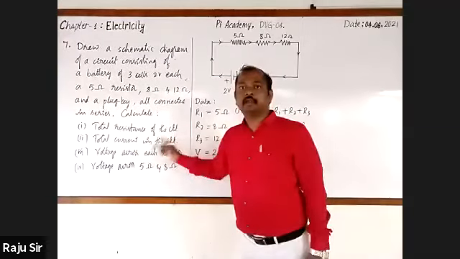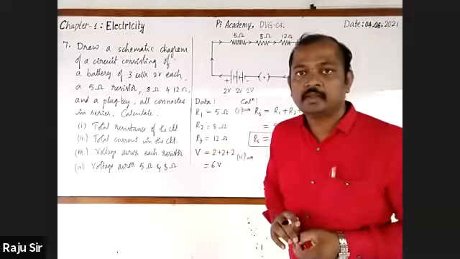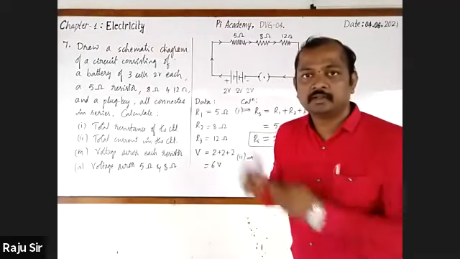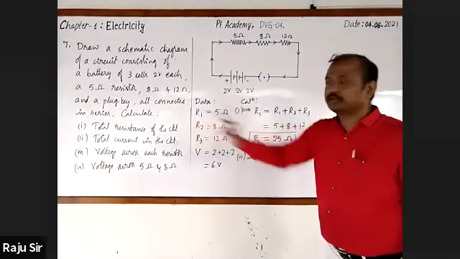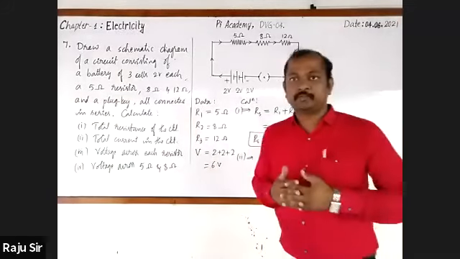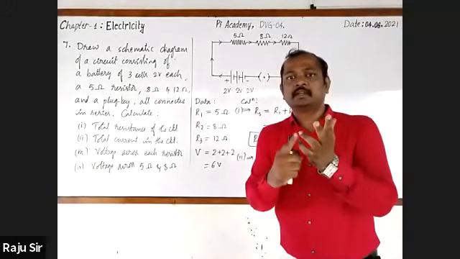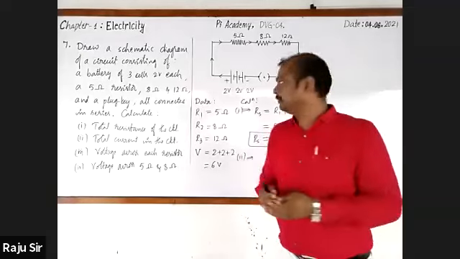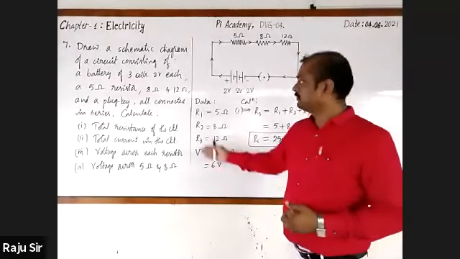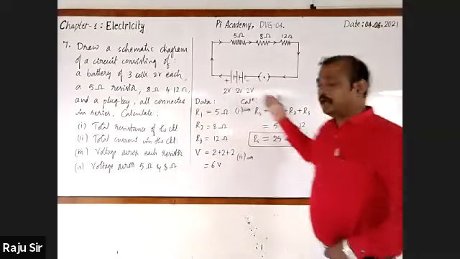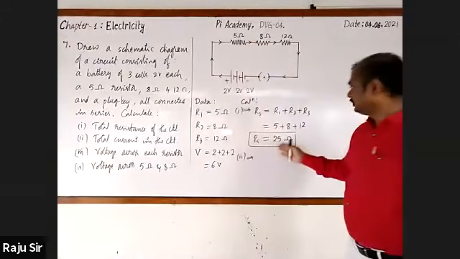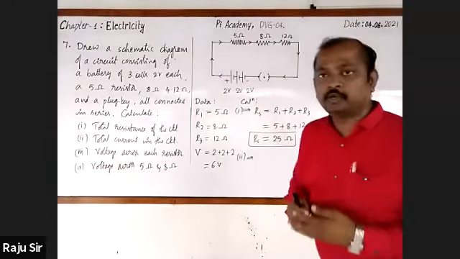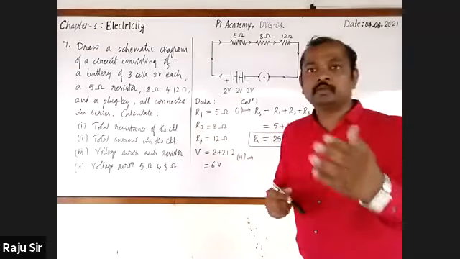Now, let's go for finding the total current in the circuit. Let's look at the board. To find out the total current, you must know voltage as well as electric resistance. We know both of them. Voltage is 6 volts, and the total electric resistance is 25 ohms. To find out the current, we have to use Ohm's law.